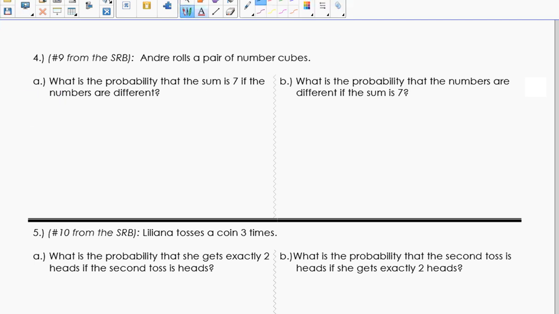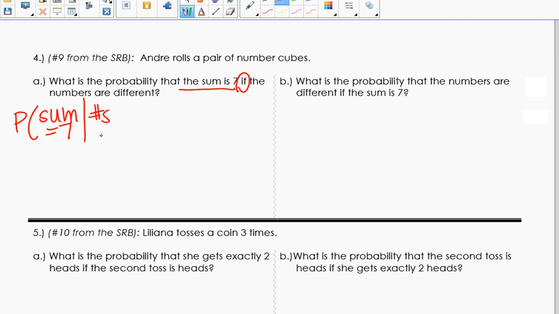Okay, so for number 4, it says you're rolling a pair of number cubes, so I would be looking at my dice sheet. What is the probability that the sum is 7 if, so if is conditional, the numbers are different? So the probability that the sum is 7 given that, or if the numbers are different. So remember, this is my new sample space right here.